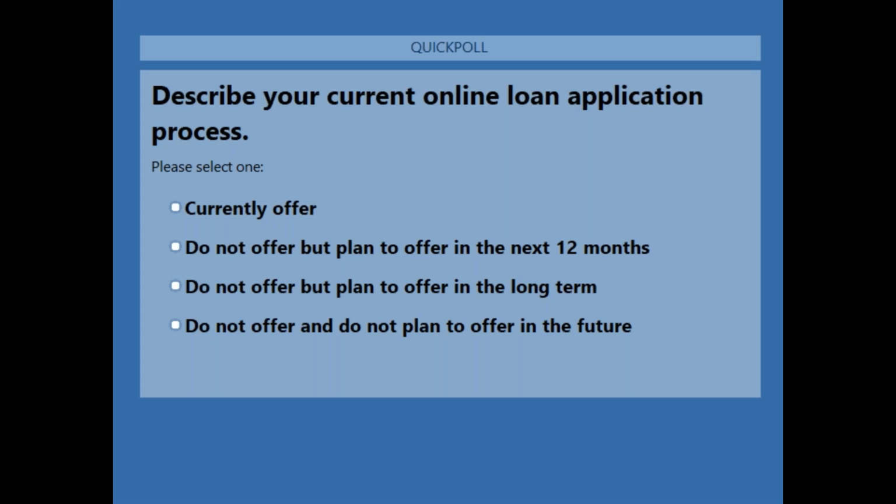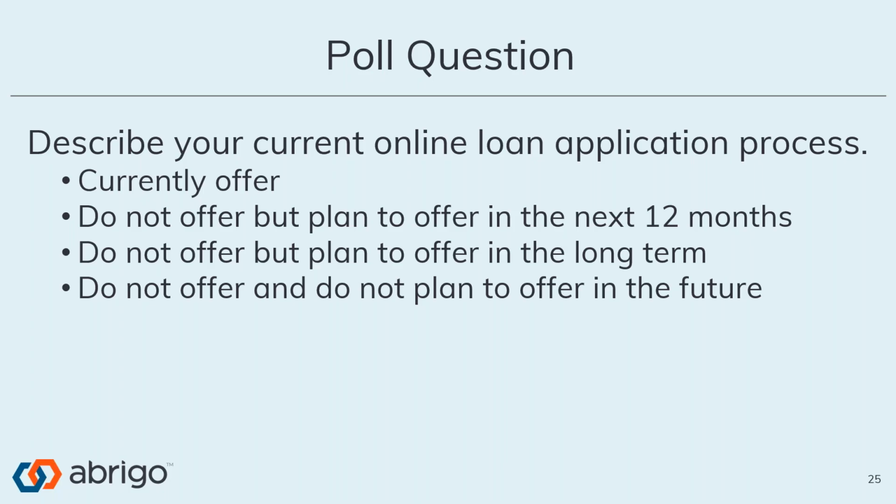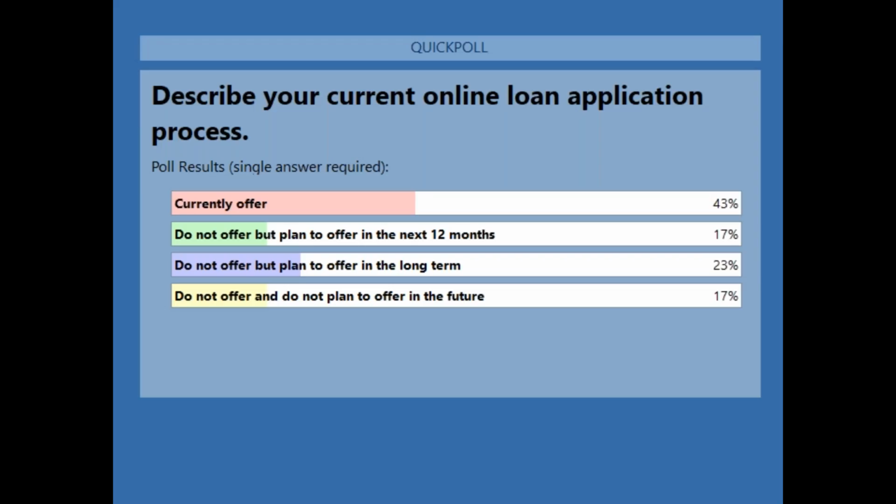All right, we're seeing some results come in. I'll give it a few more seconds. All right, let's go ahead and close and share the results. So looks like we got just shy of half the audience at 43% currently offering, and then kind of a mix, Rob, between the 17 and 23% mark of whether they're looking into it now, in the next 12 months, or maybe they're not looking at it as hard.